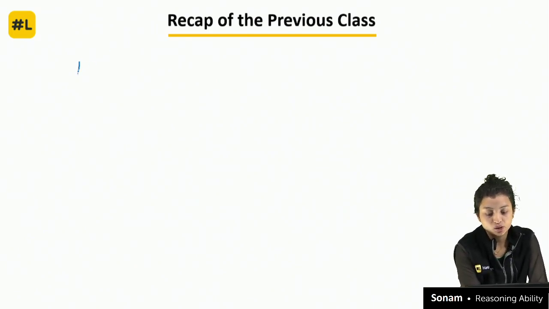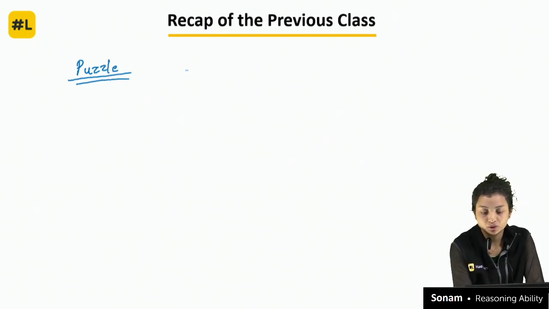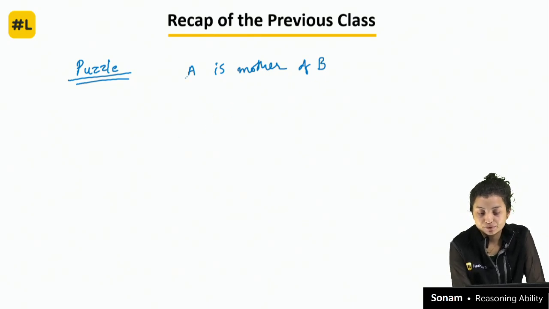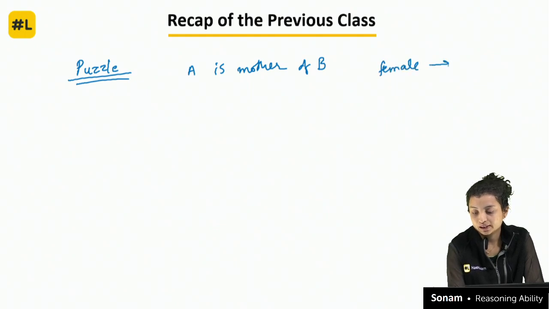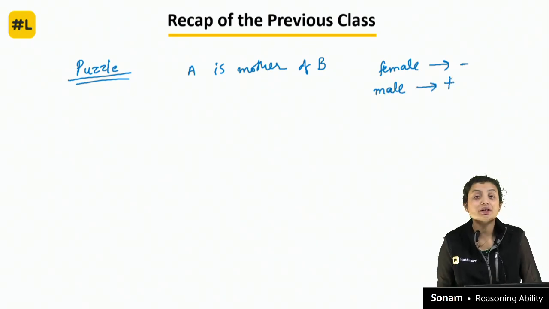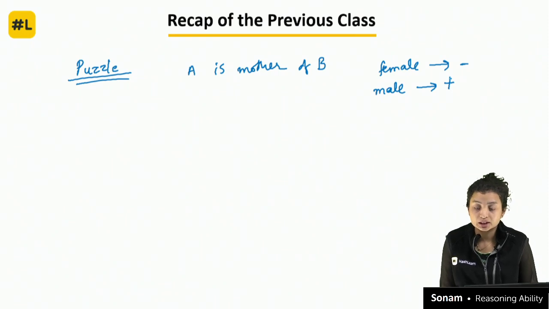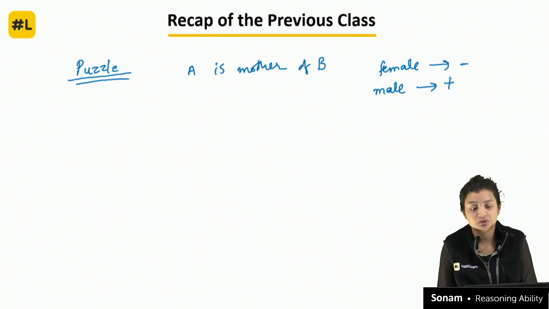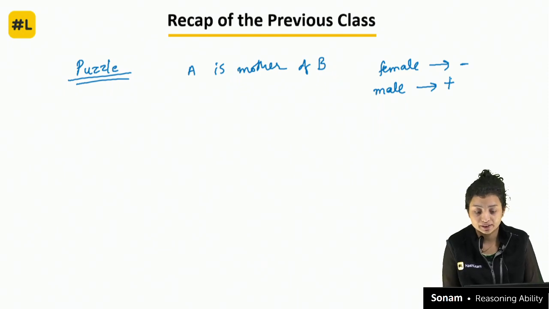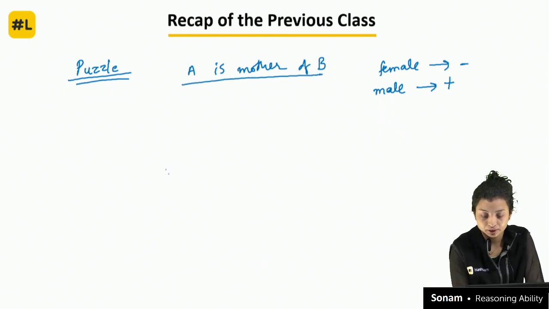So in the previous class, we did questions of puzzles, correct? So blood relation puzzle. The question was like, A is mother of B. I told you, if you remember, that whenever you have to show the genders, for female we take this sign, for male we can take plus sign. So these are the notations, right? We have done the notations in the last class, and these notations help us to draw the family tree very fast. Okay, so what I can do for this statement, A is mother of B.